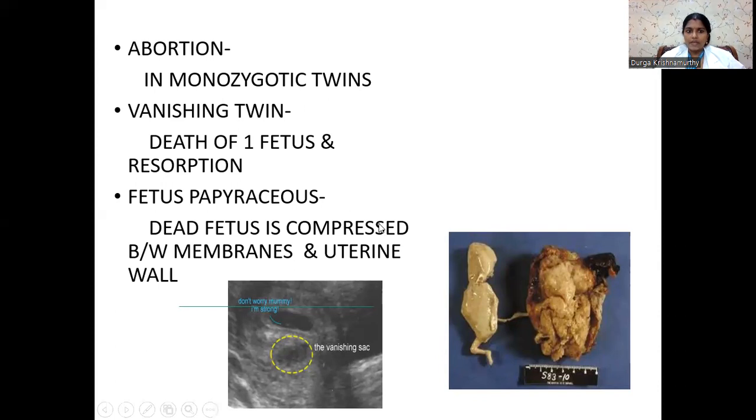Abortion is very common in monozygotic twins. What is called vanishing twin? Here, initially there would be two sacs. Later one sac disappears and gets absorbed by itself. So this is called the vanishing sac. The other one is strong enough and continues to grow in the pregnancy. Here, if the death of the fetus occurs at less than 10 weeks of pregnancy, this type of condition takes place and it proceeds as a singleton pregnancy.